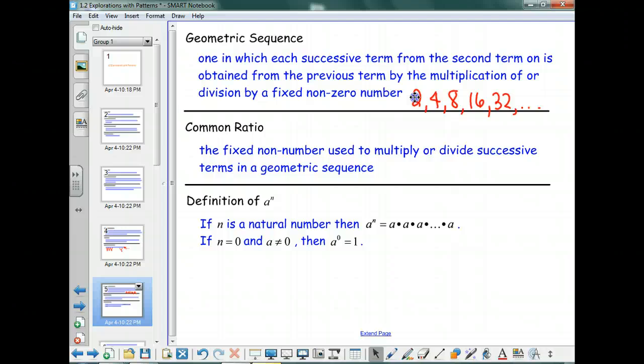And we need this next definition in order to talk about that common ratio idea. So this is a definition of exponents. You guys remember what exponents are? When you raise something to an exponent, what it really means is you're multiplying it a number of times by itself. So, for instance, if we have a raised to the n, it means we have a times a times a times a, how many times? n times.